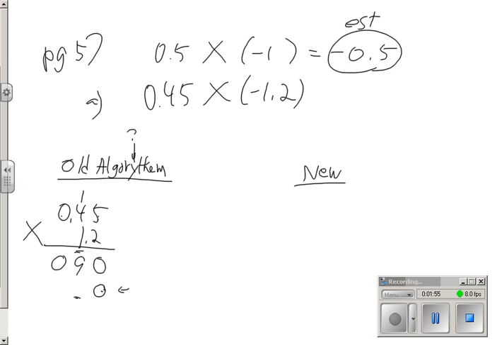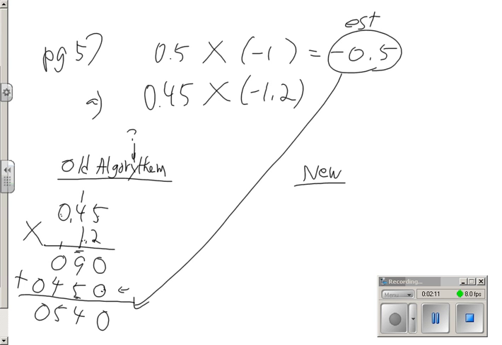And we go 1 times 5 is 5. 1 times 4 is 4. 1 times 0 is 0. And then I just add them all together, and I get my answer: 0, 14, 5, 0. Now if I go back to my estimation, which was negative 0.5, therefore my decimal goes here, and my negative symbol goes here.